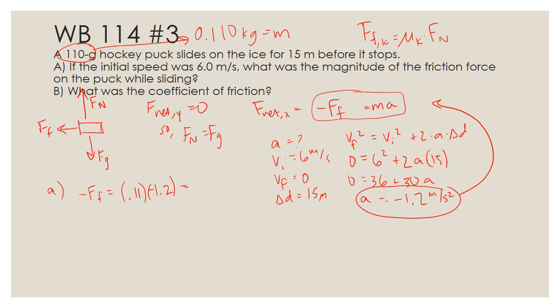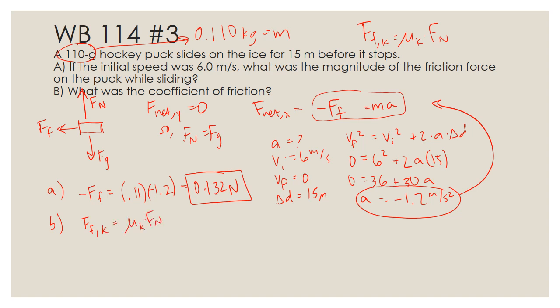That comes out to be 0.132 newtons for my force of friction. That's good. It's kind of small, but that's because our hockey puck is not super big. Then we can use our friction equation to find the coefficient, now that we know the other pieces.